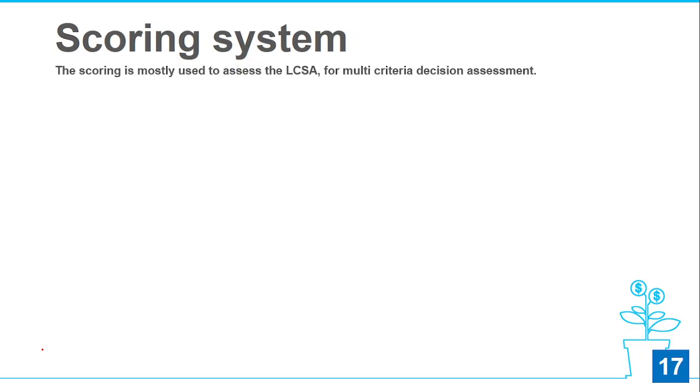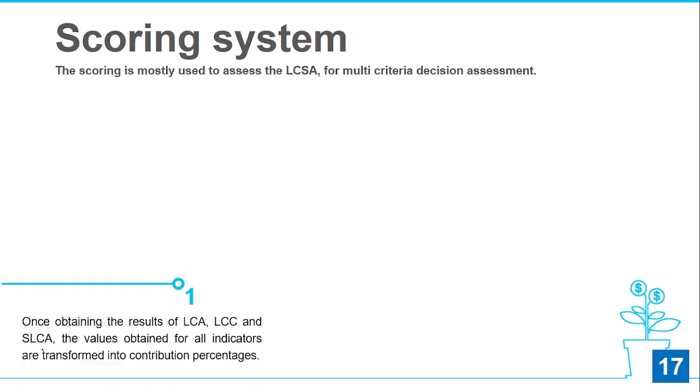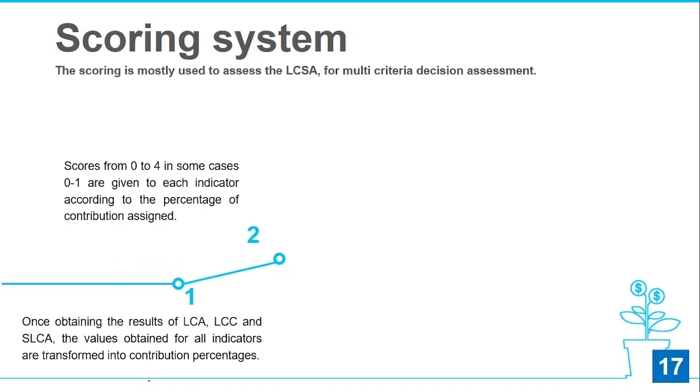Mostly used for the life cycle sustainability assessment is the scoring system. The scoring is mostly used to assess the LCSA for multi-criteria decision assessment. The first step, once obtaining the results of LCA, LCC, and S-LCA based on the guidelines, we conduct the LCA, LCC, and S-LCA. The values obtained for all indicators are transformed to contribution percentages. That value we receive, we will change to the percentage. Scoring is from 0 to 4, in some cases 0 to 1, in some cases more. It's up to the author and the extent of the studies. They choose the numbering, and the numbers are given to each indicator according to the percentage of contribution assigned.